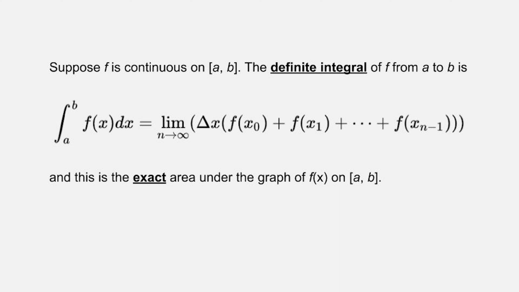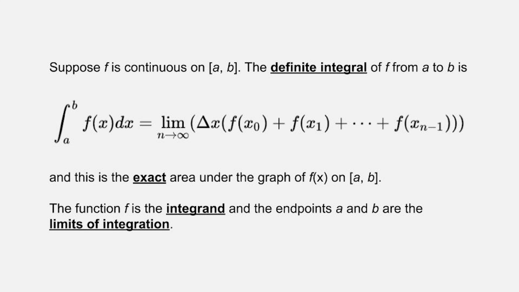Now writing all that out every time would be cumbersome, and so we have a bit more notation to introduce to compactify that idea. Let's say that we have a continuous function f on a closed interval from a to b. Then the definite integral of f from a to b is represented by this squiggly line with an a at the bottom and a b at the top, of f of x multiplied by dx. This notation is equal to the formula from the previous slide for the exact area under the graph of f of x on the interval from a to b. But written like this, we call it the definite integral.